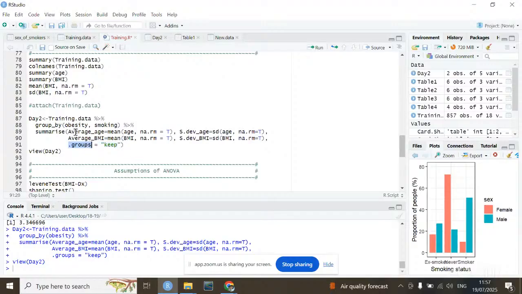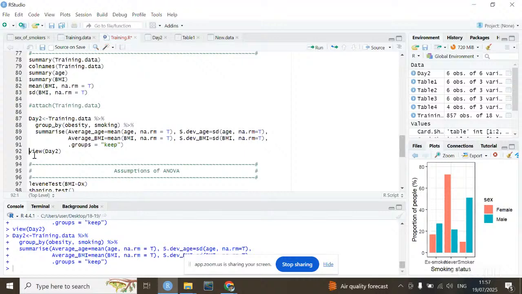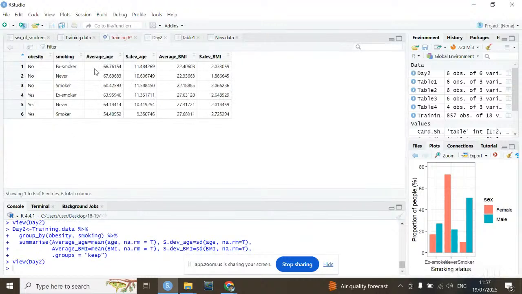because now if you remove the groups argument, it will only group using the first factor, but the second one will be left out. So if you want to keep the second category also, then use keep. After running the command, here is what we get. We have the obesity status, the smoking status, the average age, the standard deviation, average BMI, the standard deviation.